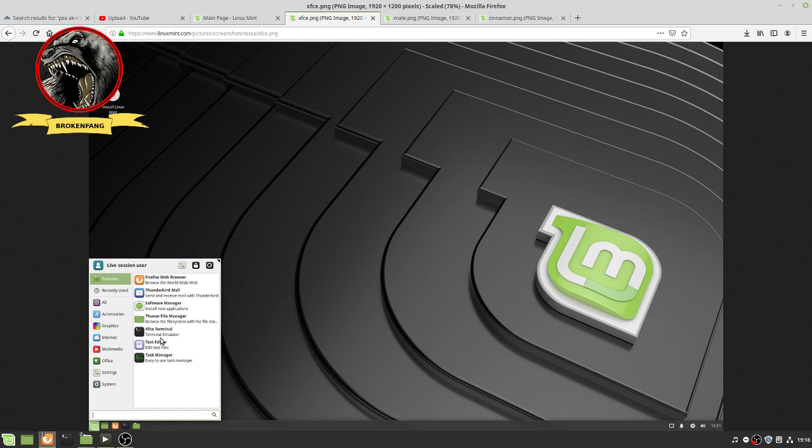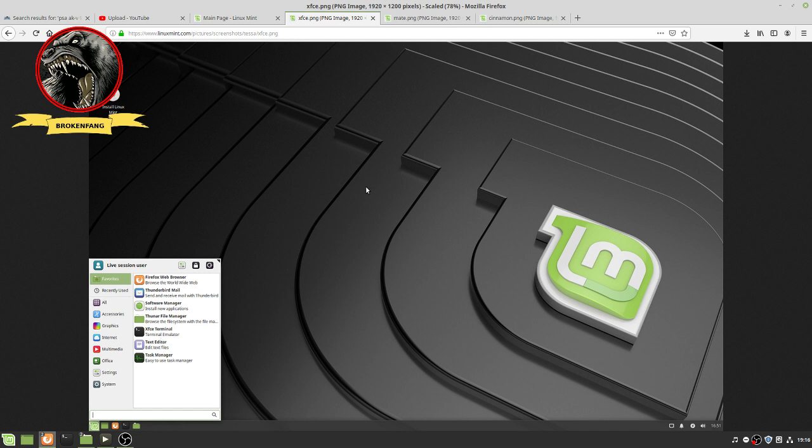I hope that helps you with a brief summary of the differences between the three versions of Linux Mint: Cinnamon, Mate, and Xfce. I don't know why they just don't call them light, medium, and heavy, right?